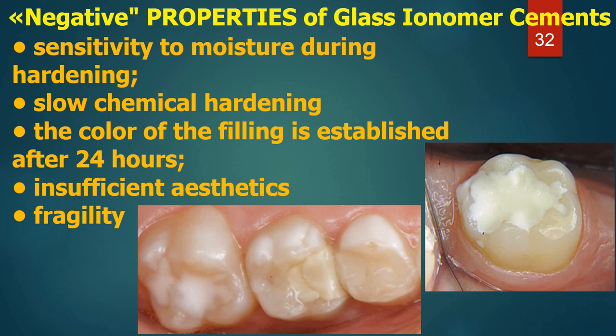Negative properties of glass ionomer cement. Sensitivity to moisture during hardening. Slow chemical hardening. The color of the filling is established after 24 hours. Insufficient aesthetics. Fragility.